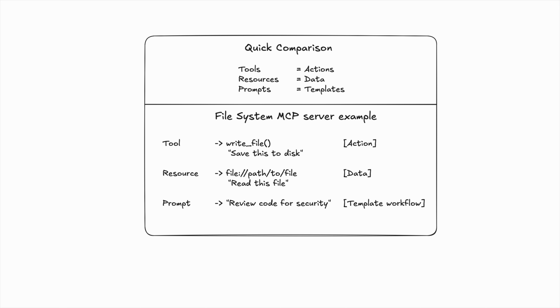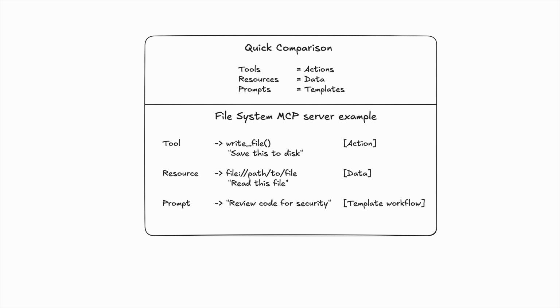You'd use a tool for write a file. That's an action. It writes something to disk. It changes the file system state. You'd use a resource for reading a file. That's data. You are just accessing information. Nothing changes. And you'd use a prompt for something like review this code for security issues. That's a template workflow, a reusable instruction that works with any file.